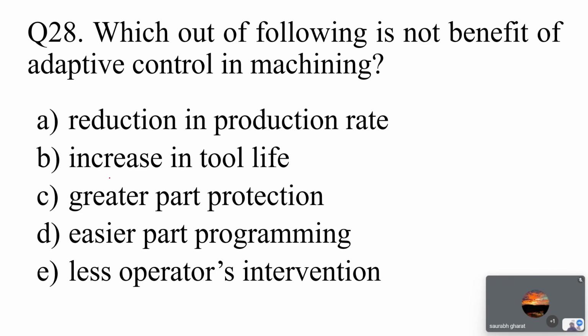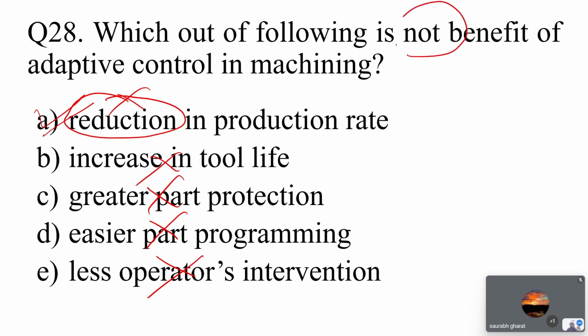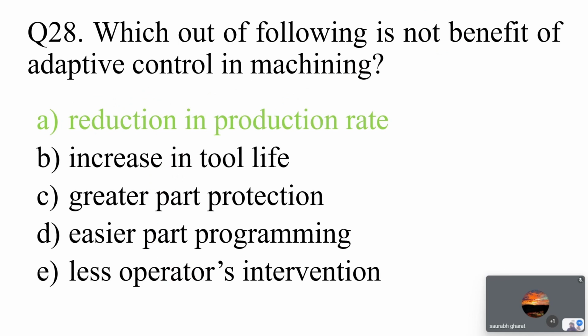Reduction in the production rate. Reduction in production rate is problematic, so this is the correct answer. Increasing tool life is a benefit, greater part production is a benefit, easier part programming is a benefit, less operator attention is a benefit. So this reduction is the wrong part; actually it must be an increase in production rate. So that is not the benefit. According to this, reduction in the production rate is your correct answer.